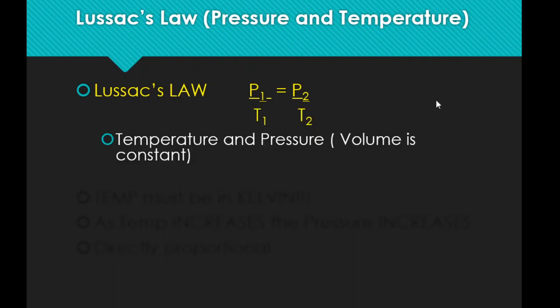Our next law will be called Gay-Lussac's Law, which is pressure and temperature. And so it gives us a relationship between pressure and temperature. Then volume is constant. So volume is not a factor. So if volume is held constant, you will use Gay-Lussac's Law. And it's pressure 1 divided by temperature 1 equals pressure 2 divided by temperature 2. And the big thing is that temperatures always must be in Kelvin.